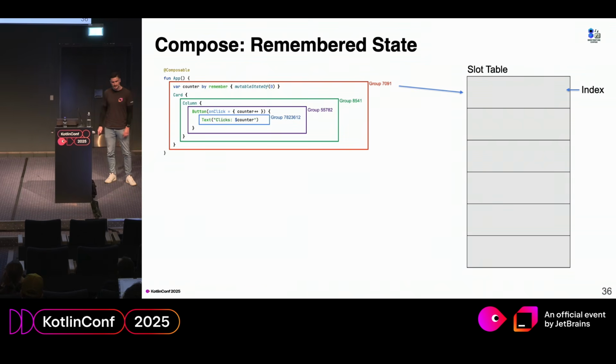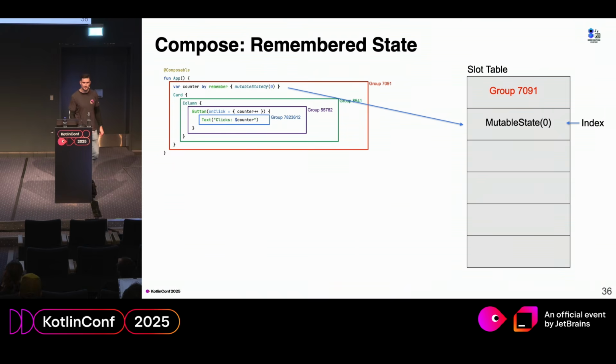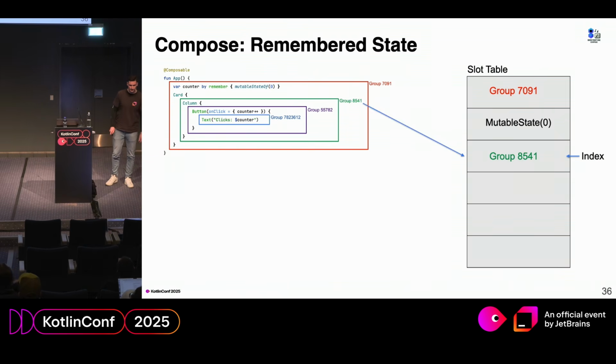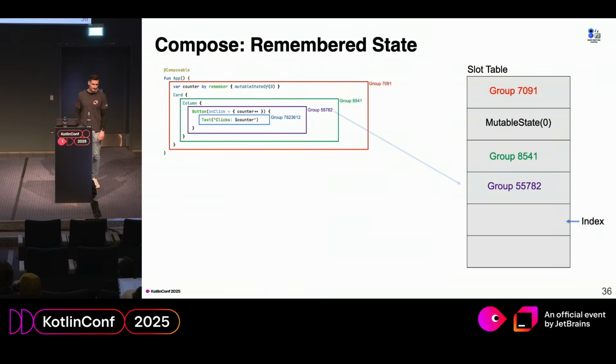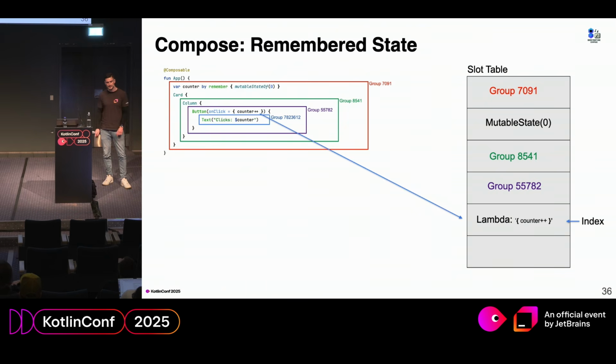The first thing that Compose will do is write into the slot table that it now enters this group 7091. The next thing it will do is store the mutable state into the slot table. Then it sees that we move into the next group. It notes down that we're entering this group now, entering the next group. And now the next interesting thing here, we also store some instances of lambdas, and so on and so forth.